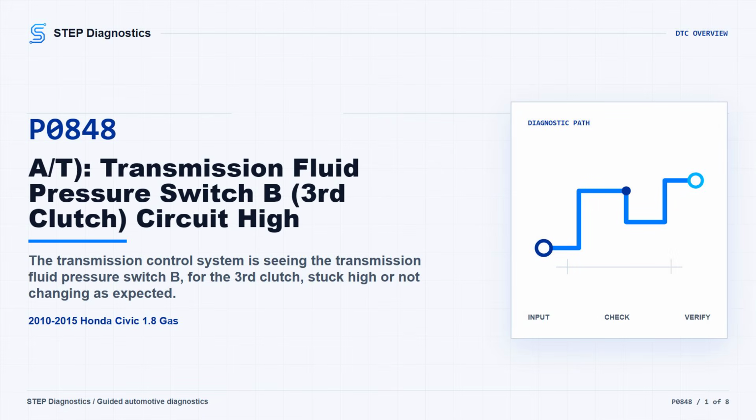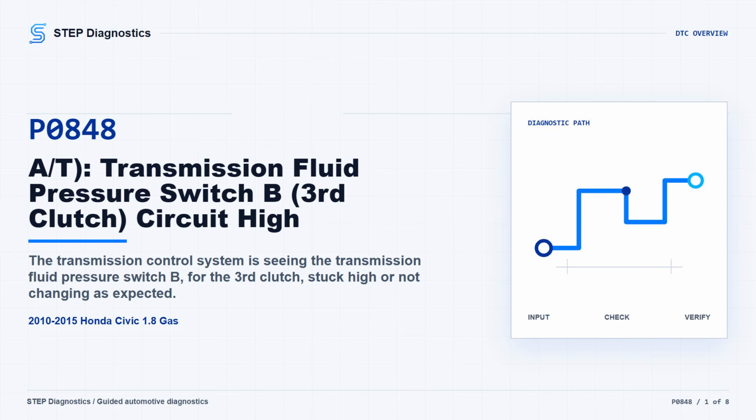On this Civic, P0848 is pointing at the transmission fluid pressure switch B circuit for the third clutch reading high. In plain language, the computer may not be seeing the third clutch pressure switch signal change the way it expects. The vehicle may have shift complaints, may set the light, or may feel normal if the fault is intermittent.